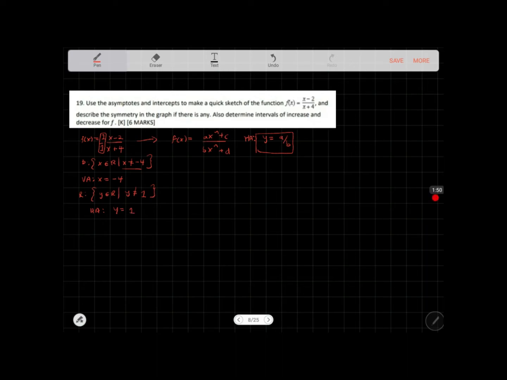Now to help us out with our sketch, we're going to also find intercepts. So I'm going to find the x-intercept. I'm going to let f of x equal 0. We know that if you want to make a fraction 0, the numerator has to be equal to 0. So all I have to do is equate x minus 2, the factor of the numerator, to 0. x is equal to 2, so our x-intercept is (2, 0).